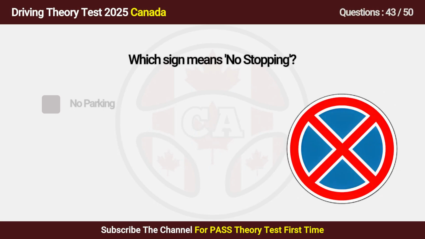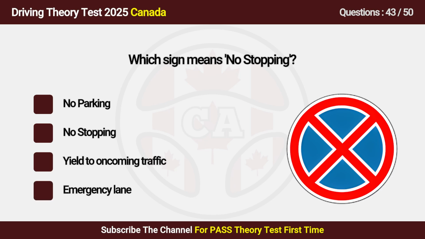Question 43. Which sign means no stopping? A. No parking. B. No stopping. C. Yield to oncoming traffic. D. Emergency lane.